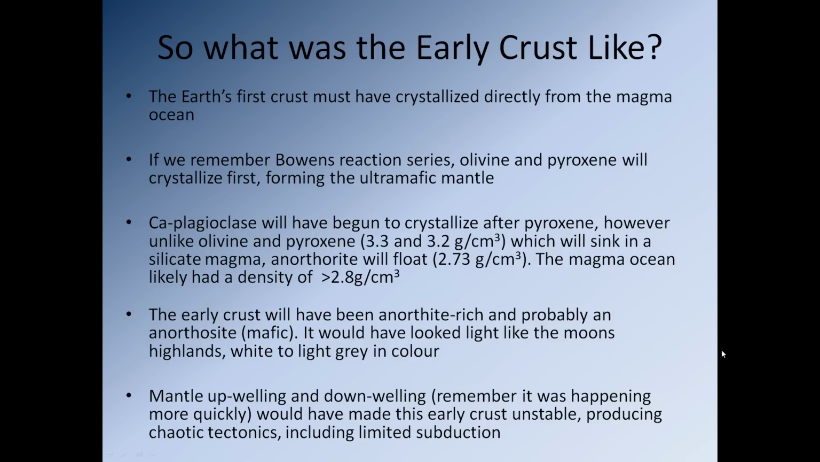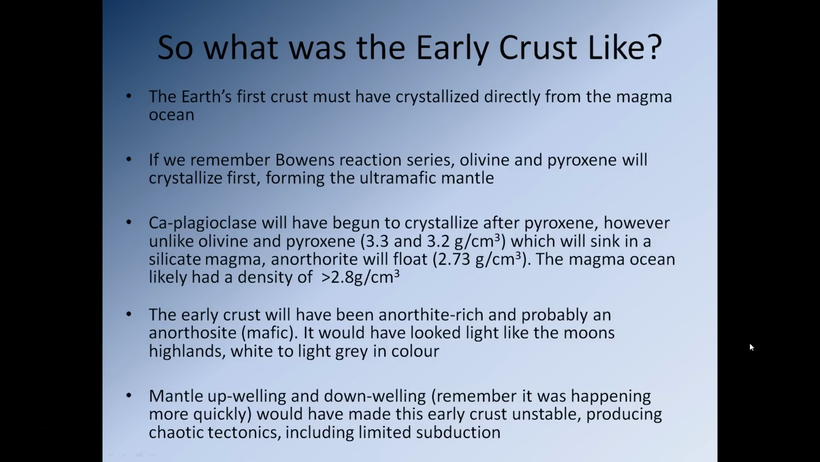And if you actually look at the moon, you can see that the moon has large areas which are essentially white to light grey in colour. Those are referred to as the highlands, and they are made up of anorthosite. So this prediction that the Earth's early crust would have been made from anorthite isn't just a guess. We actually have our partner satellite that gives us a good indication that it's a very realistic model.